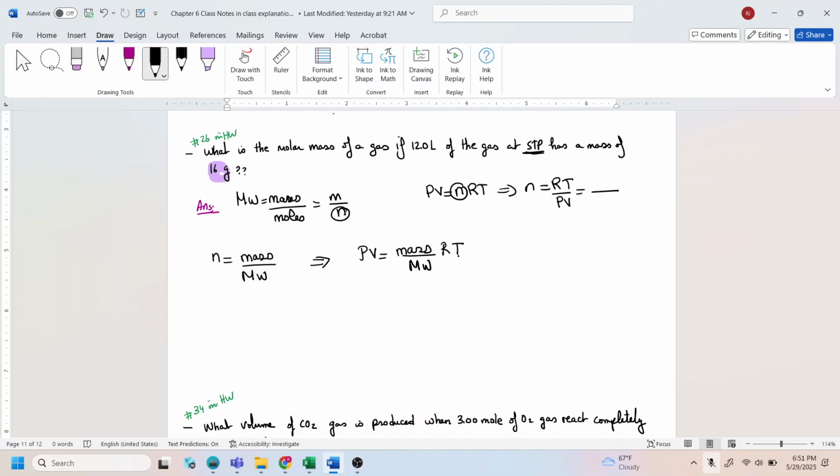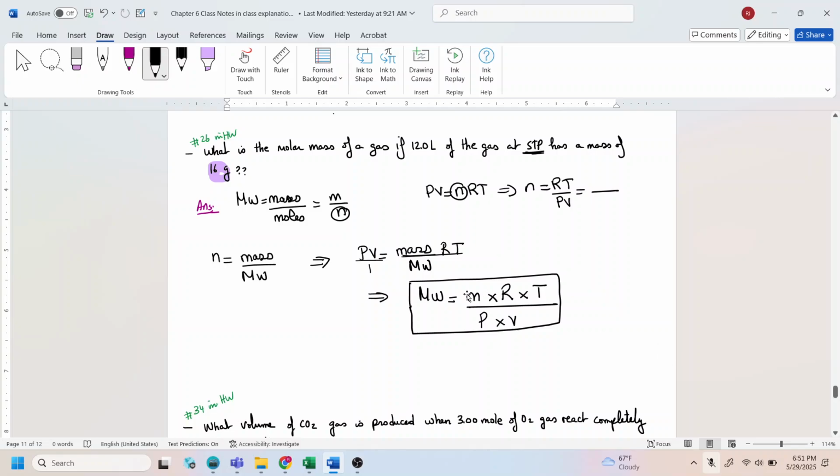Okay, so if I do the rearrangement here, I can simply get the molecular weight to be equal to the mass multiplied by R, divided by P times V. This is my new equation. All I did is I simply cross multiplied, and then I divided by PV so that I can get the molecular weight equation. So this is the molecular weight equation. As I said, please add it to the list of your formulas.